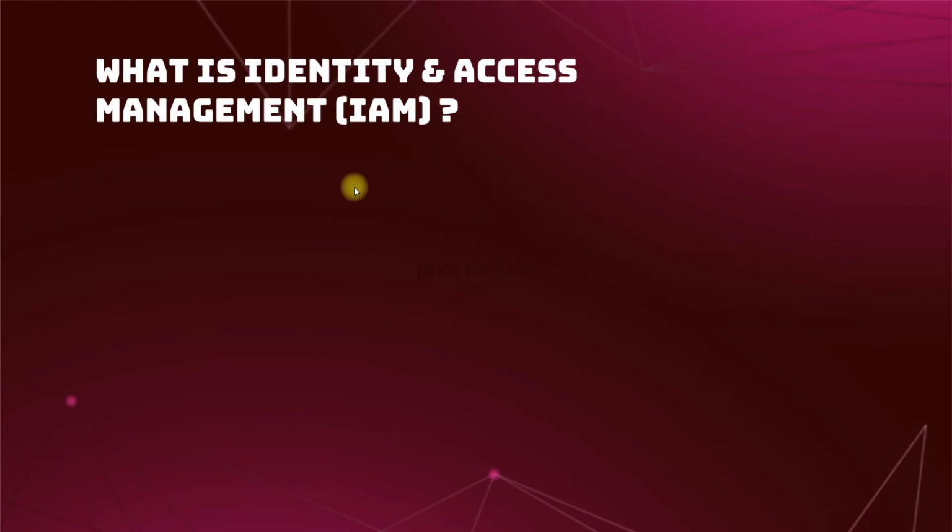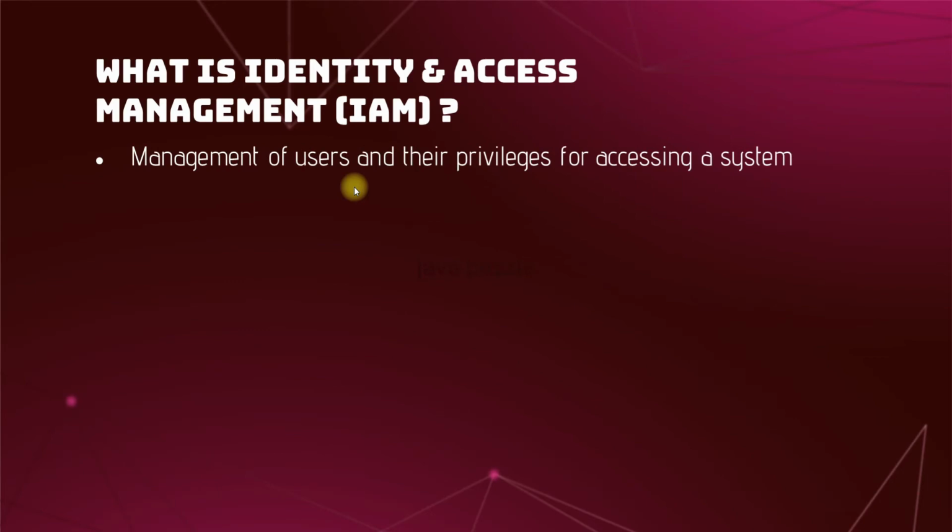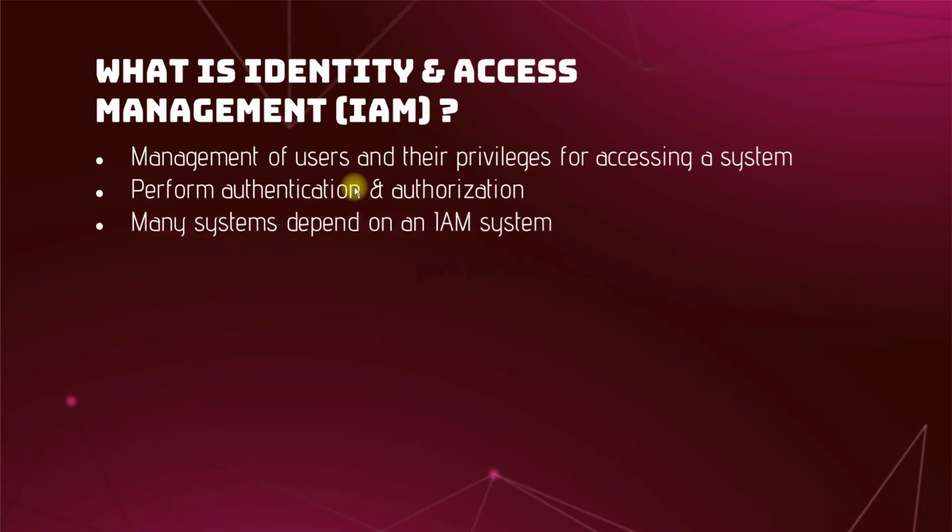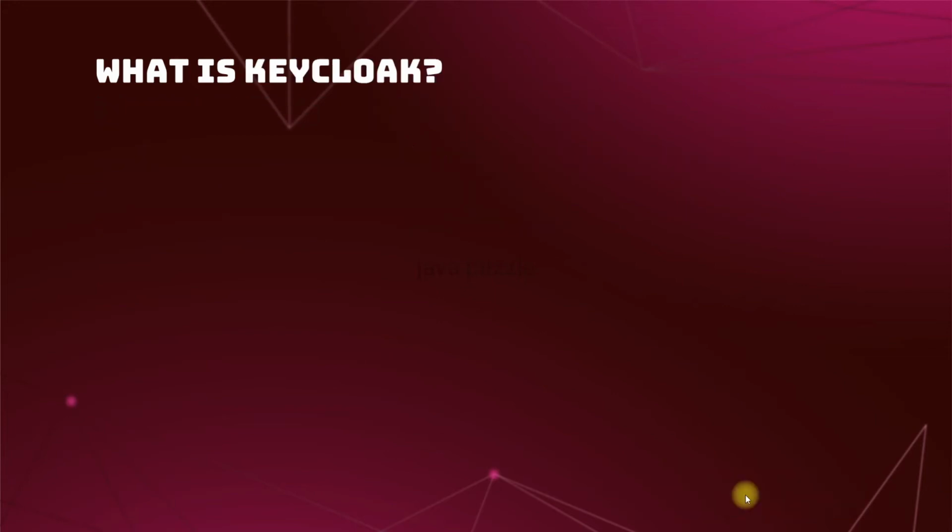So what is Identity and Access Management, IAM? It is simply management of users and their privileges for accessing a system. It performs authentication and authorization, and many systems depend on an IAM system because it is the one that provides authentication and authorization for users, and systems depend on whatever claims are provided by the identity and access management system. So let's move on to what is KeyCloak.